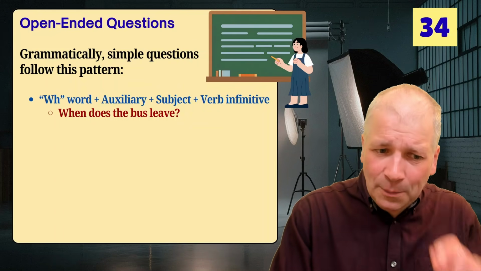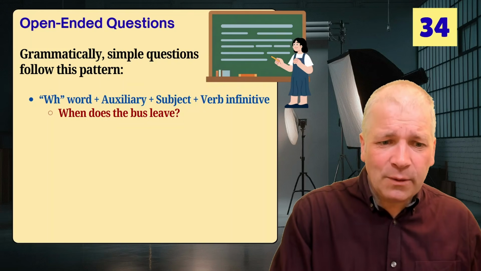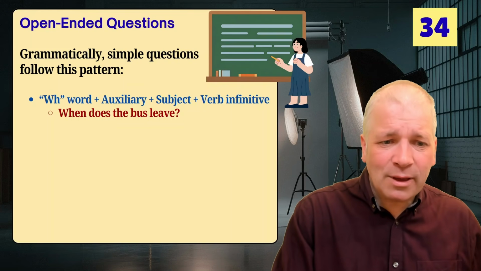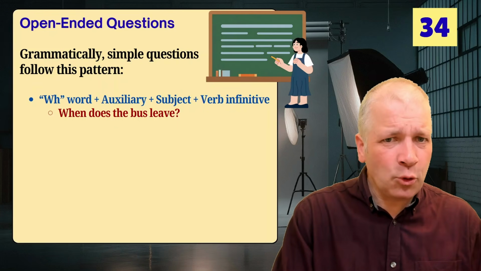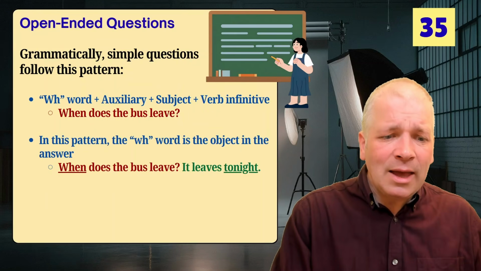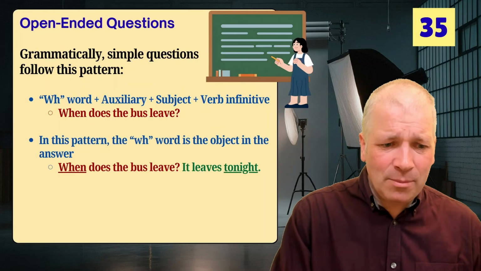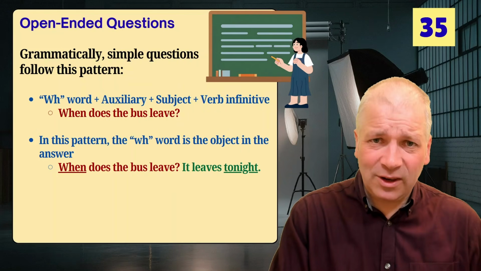So we start with this WH word, when, then the auxiliary, does, then the subject, the bus, and then the verb infinitive, leave. So this is a simple question. They don't always follow this pattern. In this pattern, bear in mind that the WH word is the object in the answer.